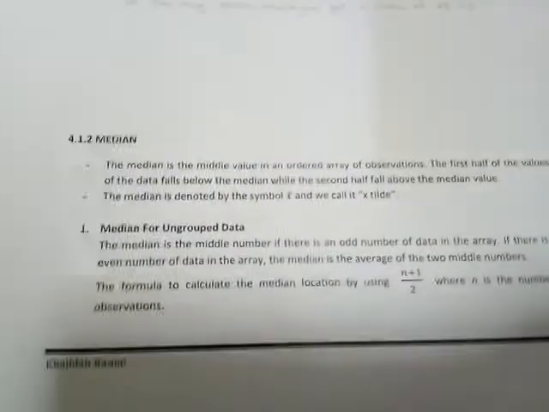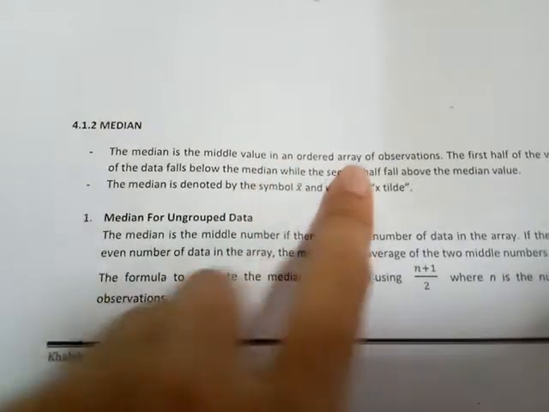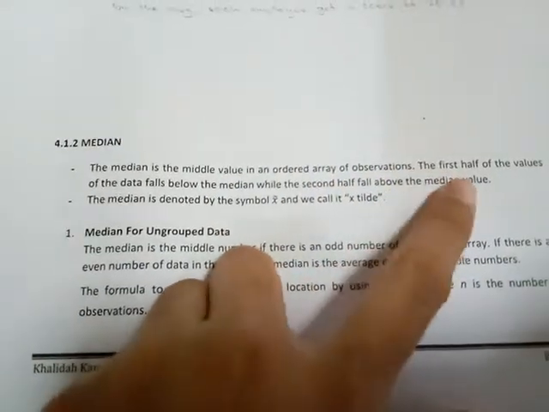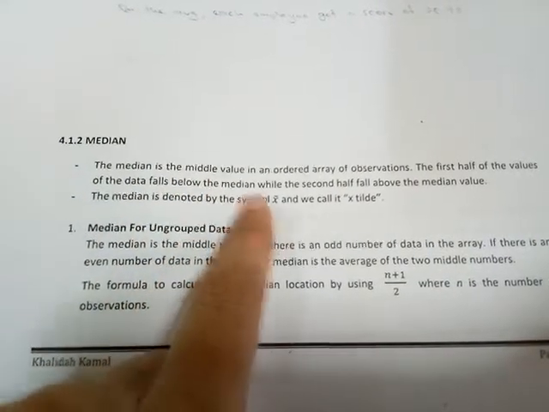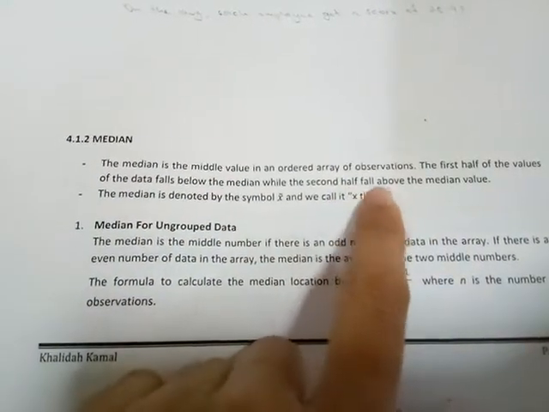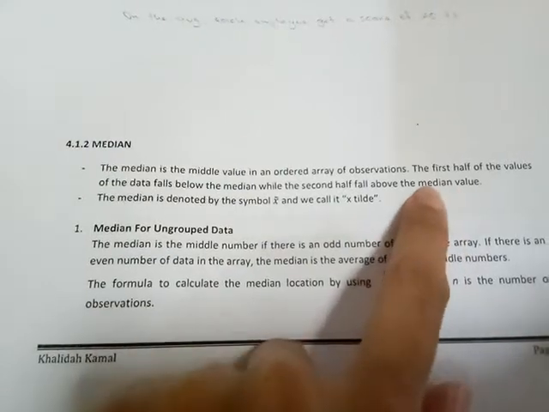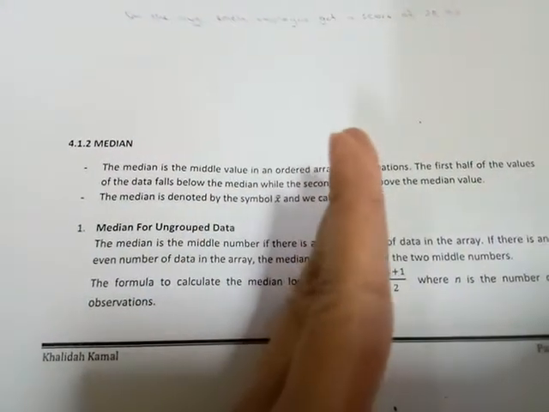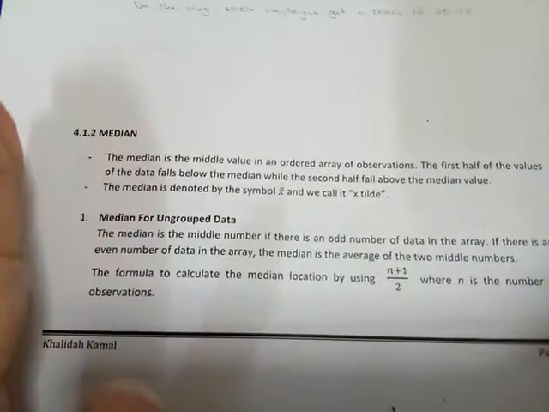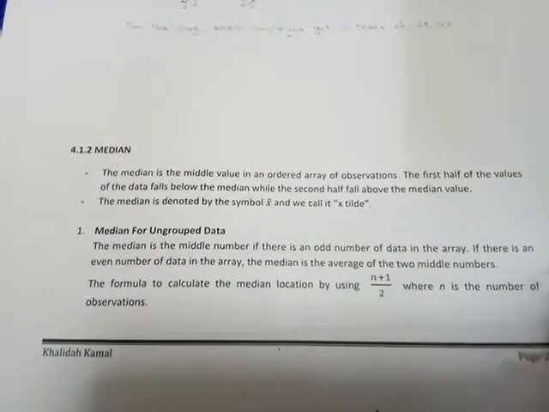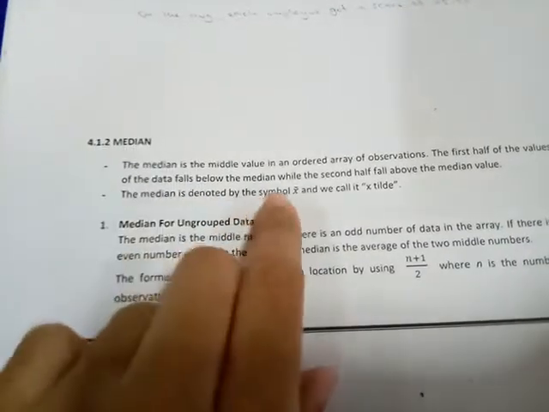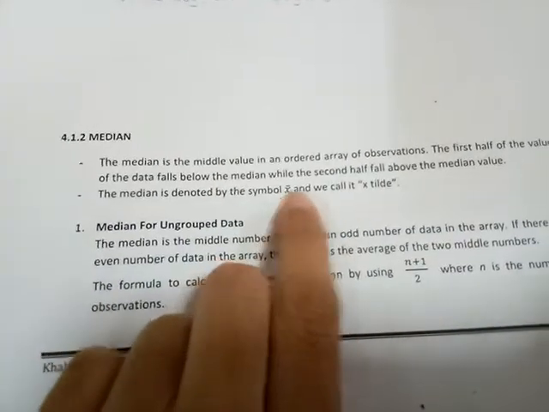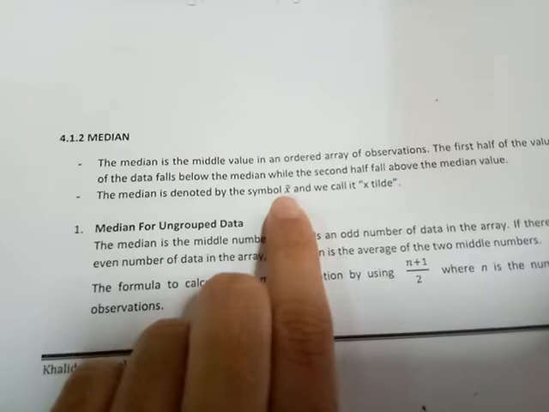Alright class, now we continue with median. The median is the middle value in an ordered array of observations. The first half of the values of the data fall below the median, while the second half fall above the median. Okay, median ni that means di tengah-tengah. The first half falls below, the second half falls above. The median is denoted by the symbol x tilde. We call it x tilde.